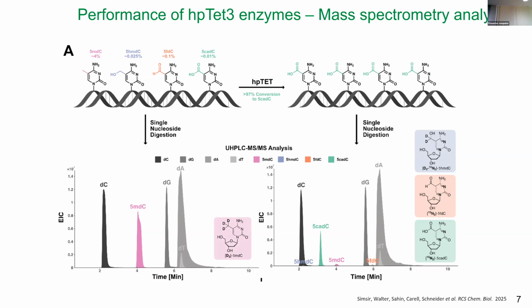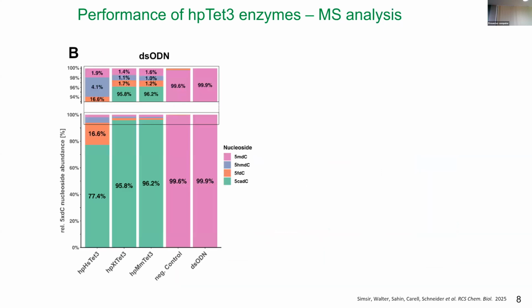And when we react genomic material, it can be synthetic DNA, but also genomic DNA, of course, because that's the interesting bit. We digest it to the single nucleosides, inject it in the mass spec, and then you can follow the conversion, for instance, of the 5-methylcytidine to carbonyl-cytidine. So we use that to compare or test the activity of these different Tet3 variants.